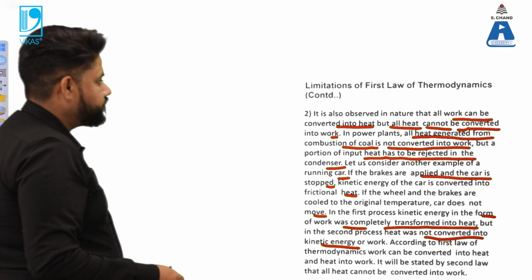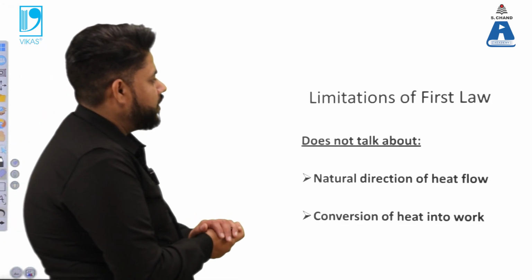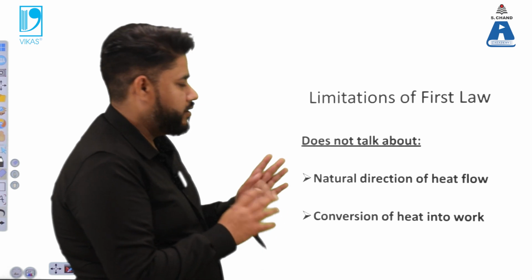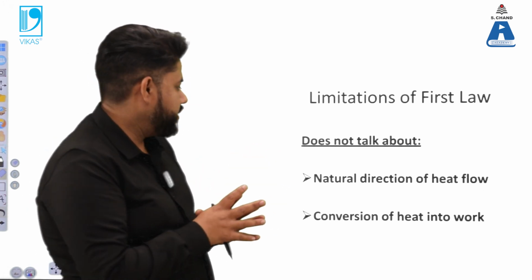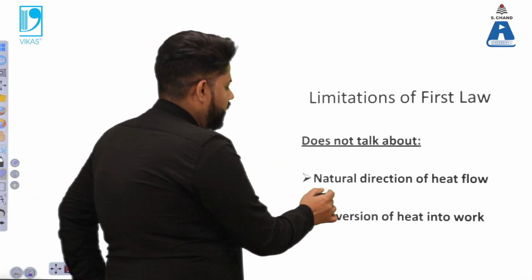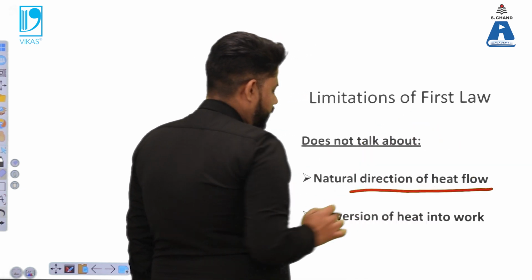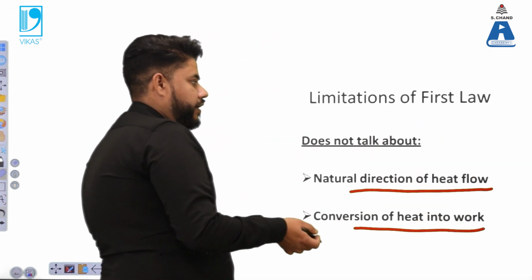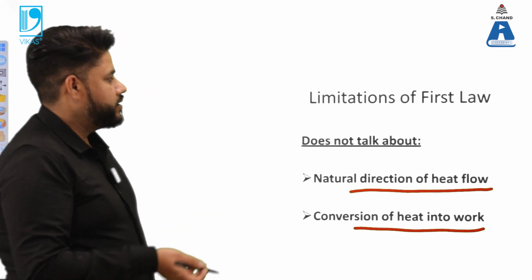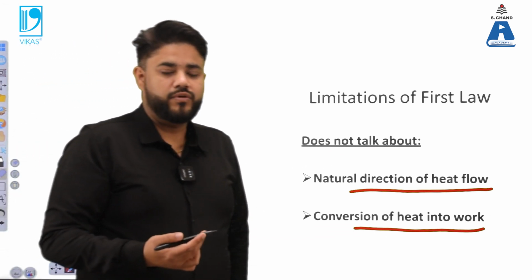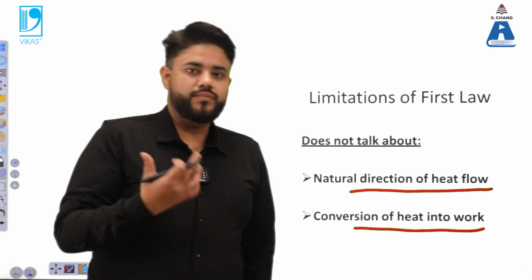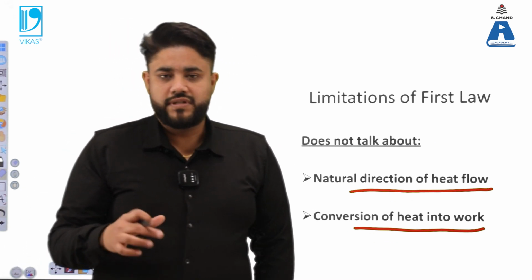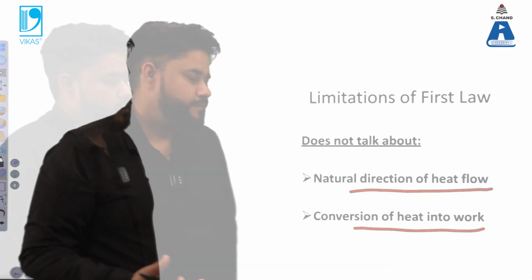To summarize, the first law does not talk about the natural direction of heat flow, and it does not talk about the conversion of heat into work. These are the limitations of the first law of thermodynamics. In order to overcome those limitations, the second law came into existence.